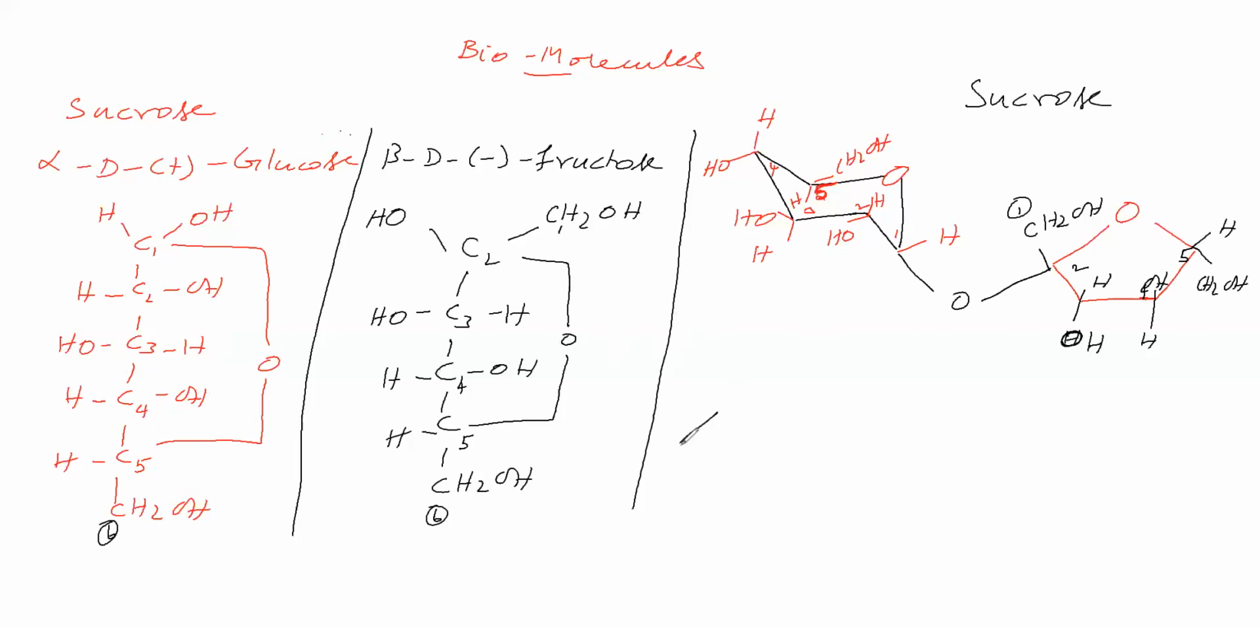So we will take a pyran. We will write pyran. Okay, we have written pyran. Now we will give numbering. It is first carbon. It is second carbon. It is third carbon. It is fourth carbon. It is fifth carbon. Now, in this alpha D plus glucose, C1 carbon is linking through oxygen and then through C5 carbon.